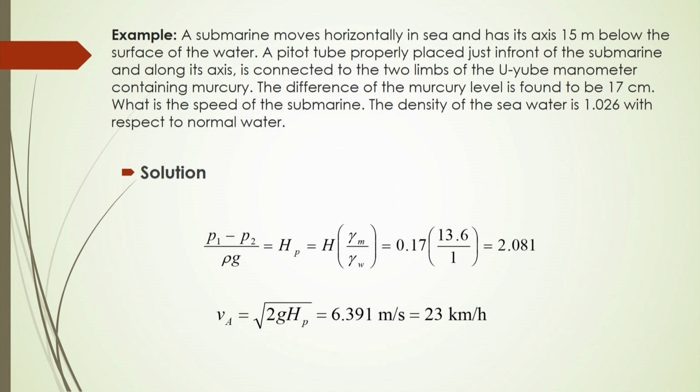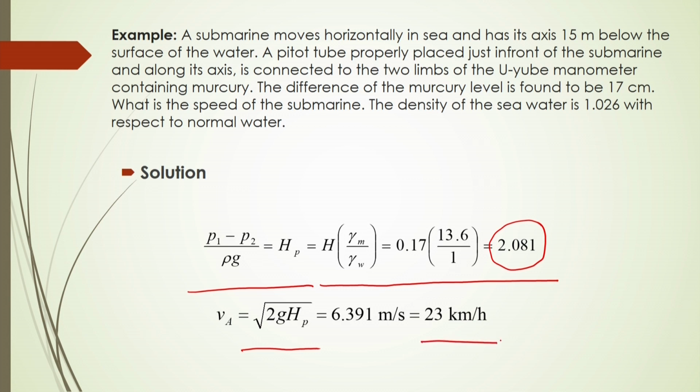In that case, if we apply this pitot tube theory here, then it will be (P 1 minus P 2) by rho z, that should be equal to H p. Then what will be the H p value based on this problem? You can calculate here, it is coming 2.081. Then V a will be equal to root over 2 z into H p. After substitution of this H p, you can get 23 kilometer per hour. So, this problem is very simple to solve, and you can calculate the velocity once you know the pressure difference.